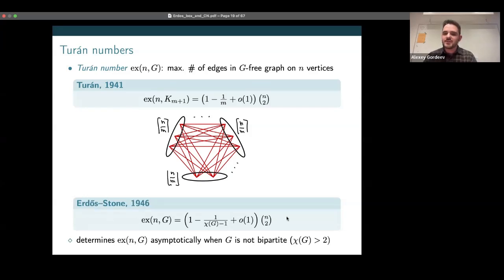So this formula is interesting in that if G is not bipartite, so if the chromatic number of G is greater than 2, then this basically gives the asymptotics of the extremal number, even with the right constant. But if the graph is bipartite, then all that this formula gives you is that the extremal number is o(n²), and you don't really know the asymptotics for the order of growth in terms of n. And in fact, for a lot of bipartite graphs, this problem of determining the extremal number is still open.